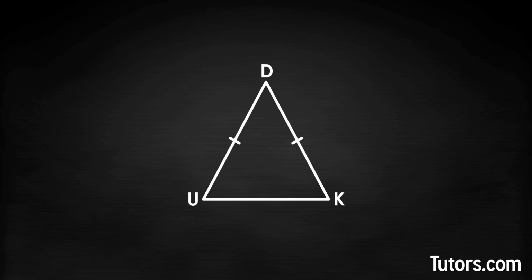Like any triangle, triangle DUK has three interior angles: angle D, angle U, and angle K. All three interior angles are acute. Like any triangle, triangle DUK has three sides: DU, UK, and DK. Side DU is congruent to side DK, so we refer to those twins as legs. The third side is called the base, even when the triangle is not sitting on that side.